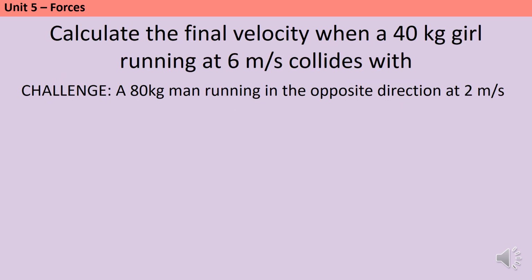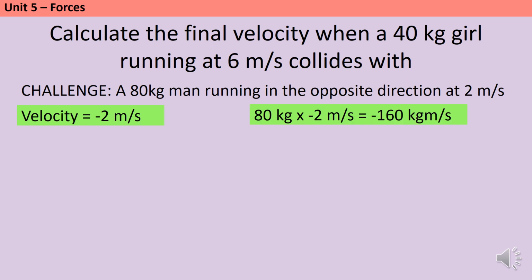So let's look back at our challenge question. We've got this 80 kilogram man and he's running in the opposite direction to the girl at 2 meters per second. So 2 meters a second is really his speed. If we're going to express his velocity, then we should take account of the fact he's running in the opposite direction. So his velocity is minus 2 meters per second. That means when I calculate his momentum, I'm going to do 80 times minus 2 and get minus 160.